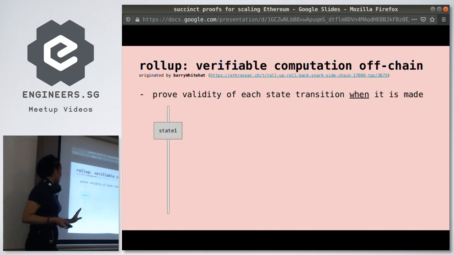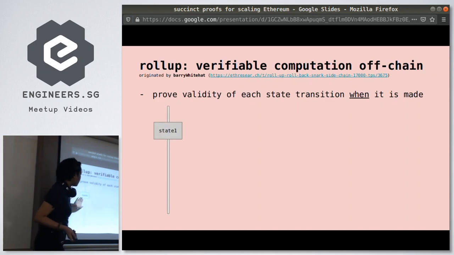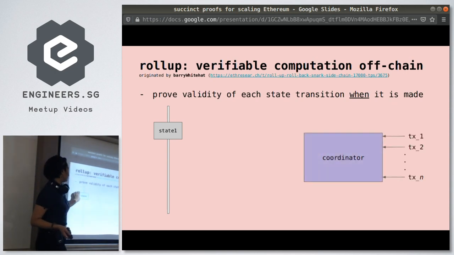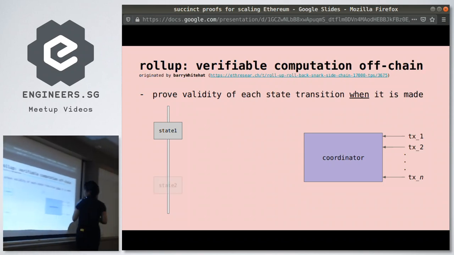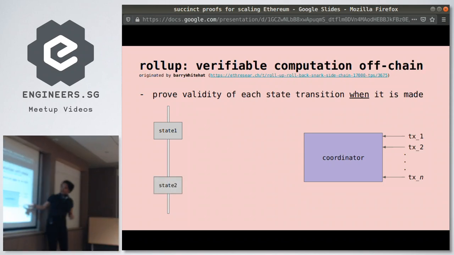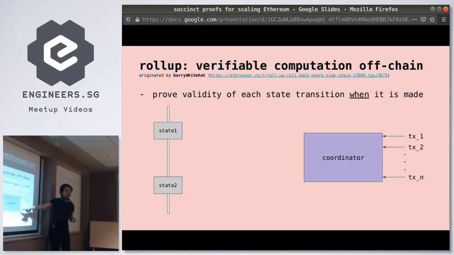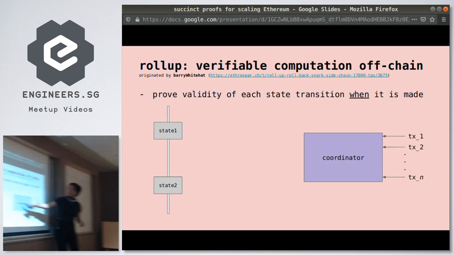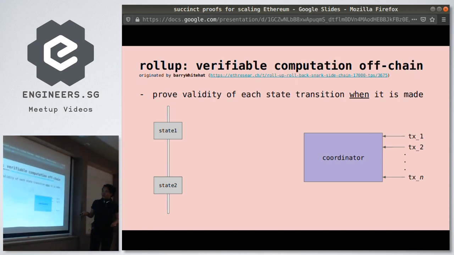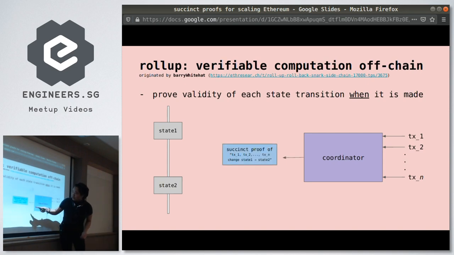So this is roughly how it's gonna work. We have state one, this is on the blockchain. And then off-chain we have, this is the sidechain basically. On the sidechain, people are submitting transactions very cheaply to some central coordinator or operator. And what happens here is basically that the operator has to take all these transactions, process them, and at the end of this process, produce a succinct proof that he actually executed these transactions according to some predefined rules.